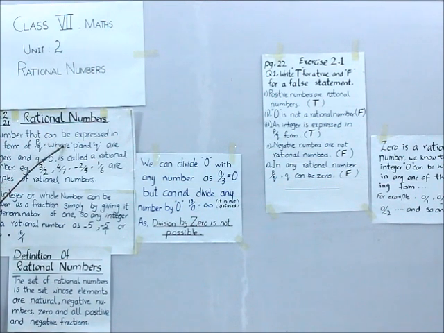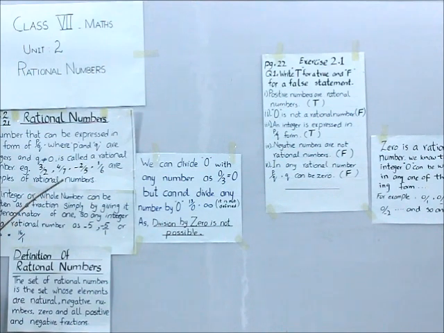A number that can be expressed in the form of p by q, where p and q are integers and q should not be equal to 0, is called a rational number. Through this definition, you can understand very easily that whenever we write any integer in the form of p by q, we are writing it in the form of a fraction. So, through these examples, you can understand that 3 by 2, 4 by 7, minus 2 by 5 and 1 by 6 are examples of rational numbers.